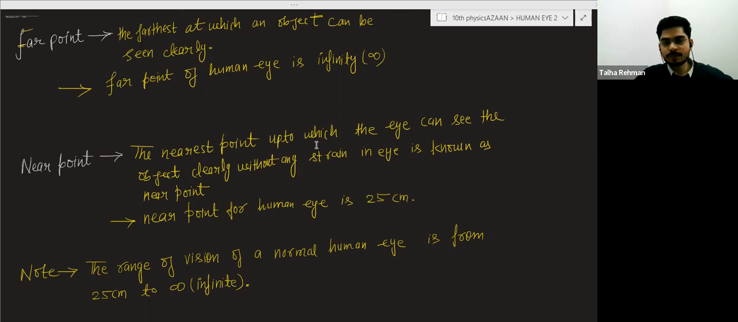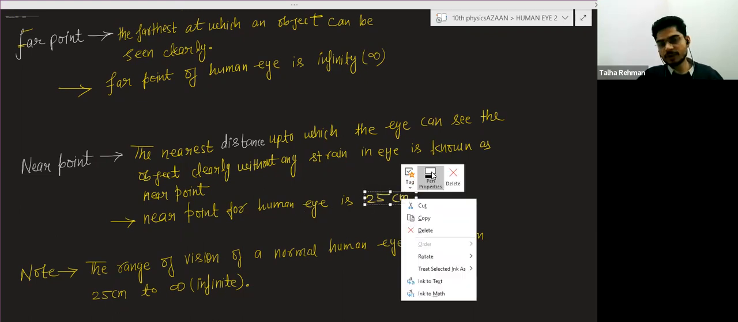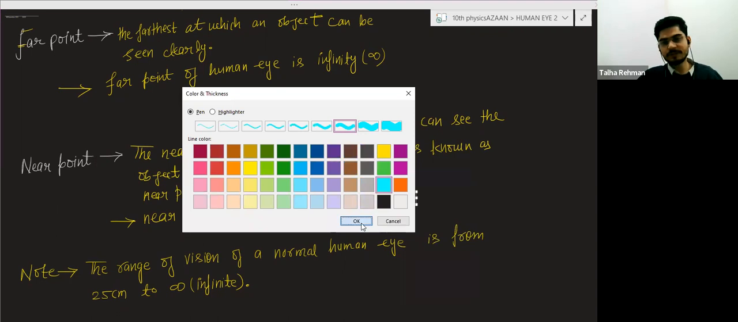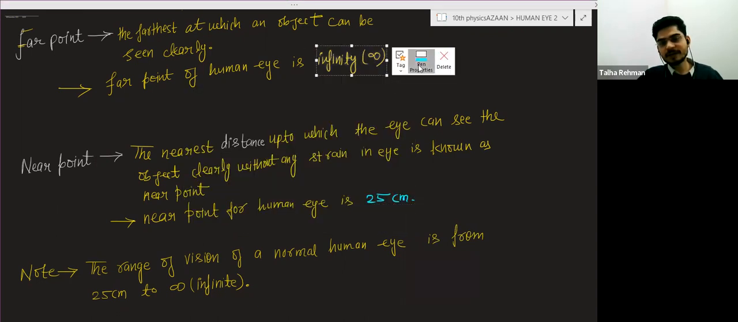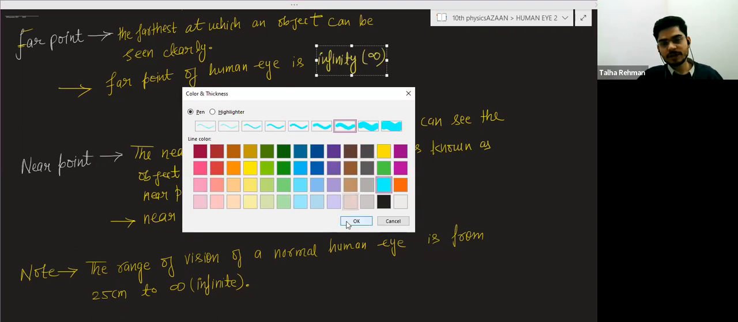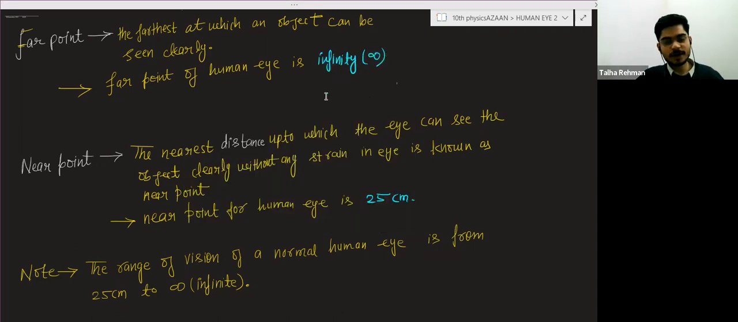So the nearest distance up to which the eye can see the object clearly without any strain in the eye is known as the near point. And for our normal eye, meaning the eyes which do not have the defect, the near point for the human eye is 25 centimeter. And for the normal eye, the far point is infinity.